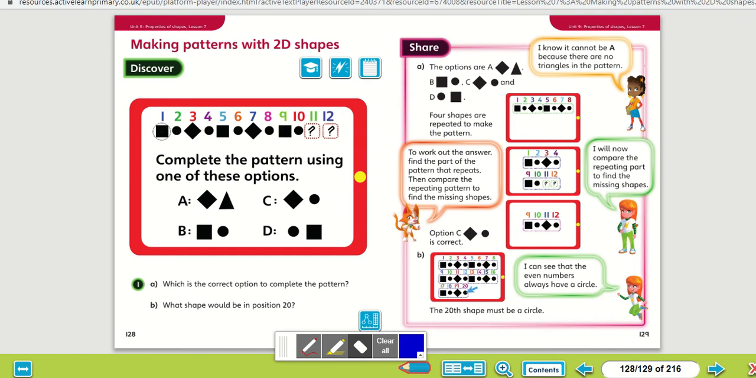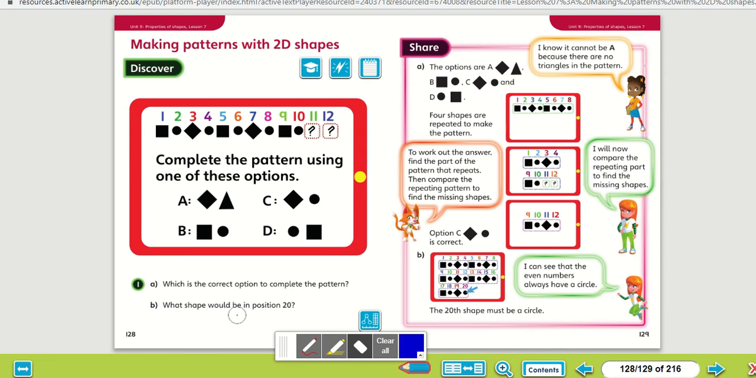So 1 square, circle, then diamond, circle, square, circle, diamond, circle, square, circle. What's next? Look at the repeated shapes.